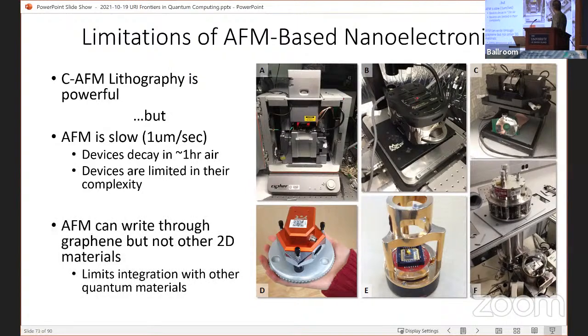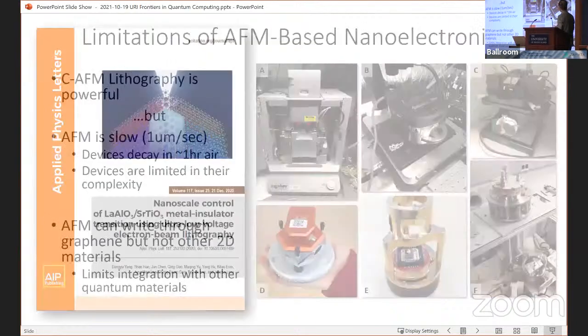We also did learn that if you want to work with other materials like graphene, you can write through monolayer graphene, but you can't write through bilayer graphene. And forget about hexagonal boron nitride and all these other interesting 2D materials. So we were really limited also in that third dimension.